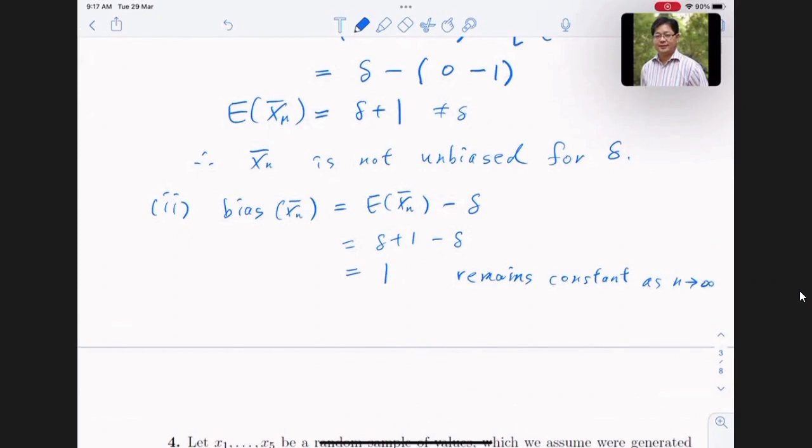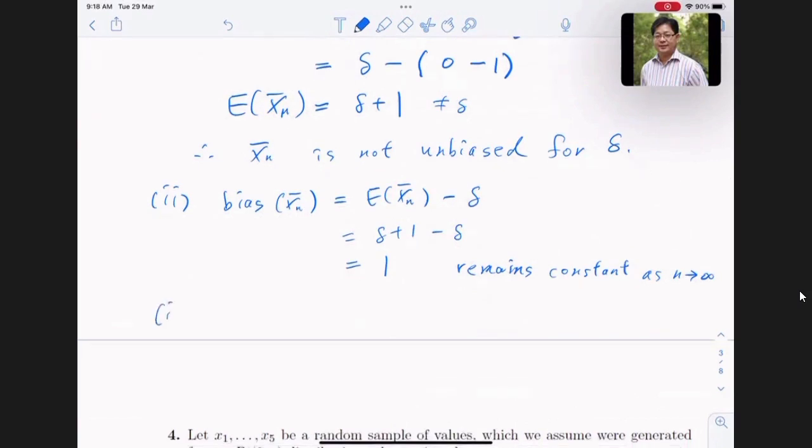So this example suggests that if you use the sample mean to estimate delta, no matter how large a sample you draw, there will always be a bias equal to 1. So you are not estimating the target parameter delta. You are always deviated from it by 1.